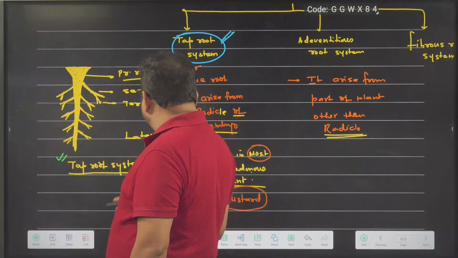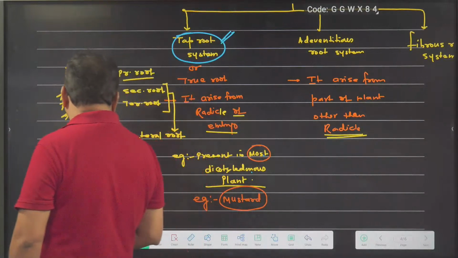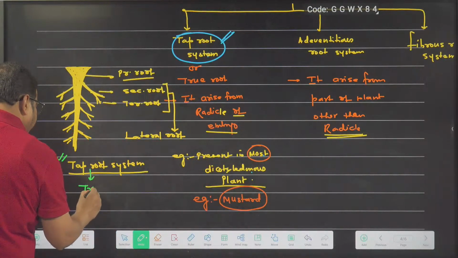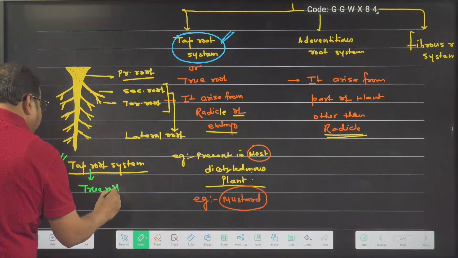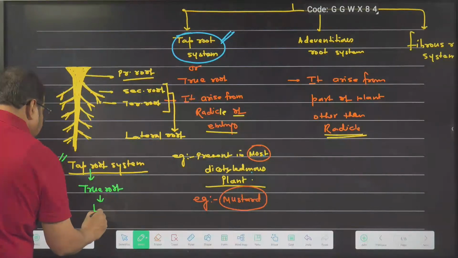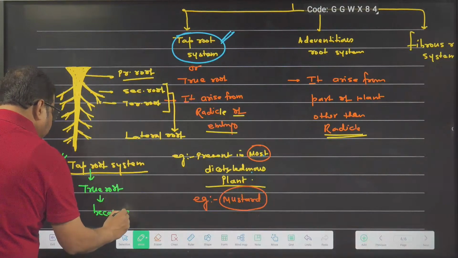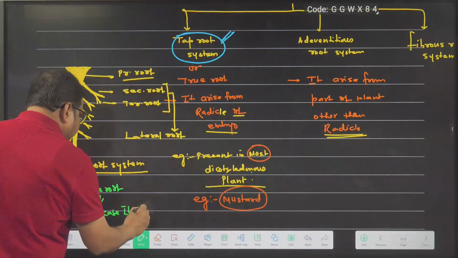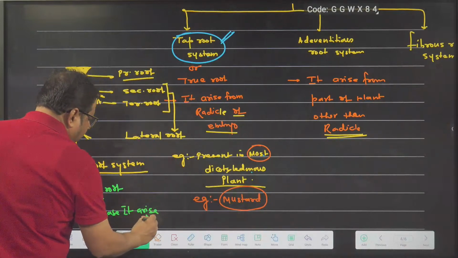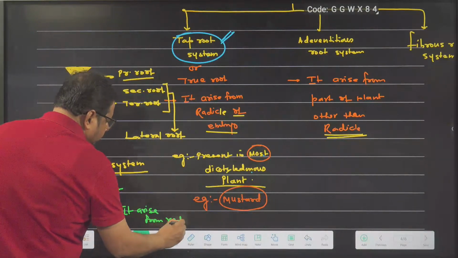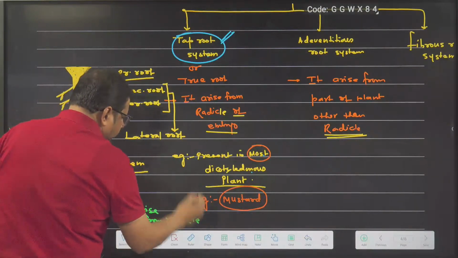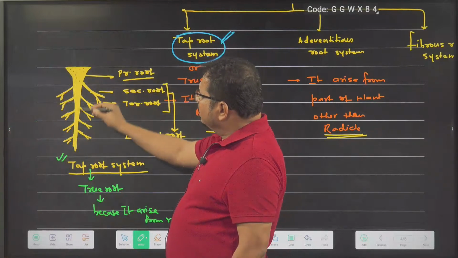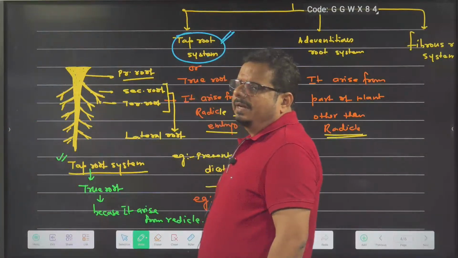These taproot systems are also called true root system. It is also called taproot, also called true root. Why are we telling it true root? Because it arises from radical. So in dicot plants you will find such a particular type of root. It is called taproot. It arises from radical.